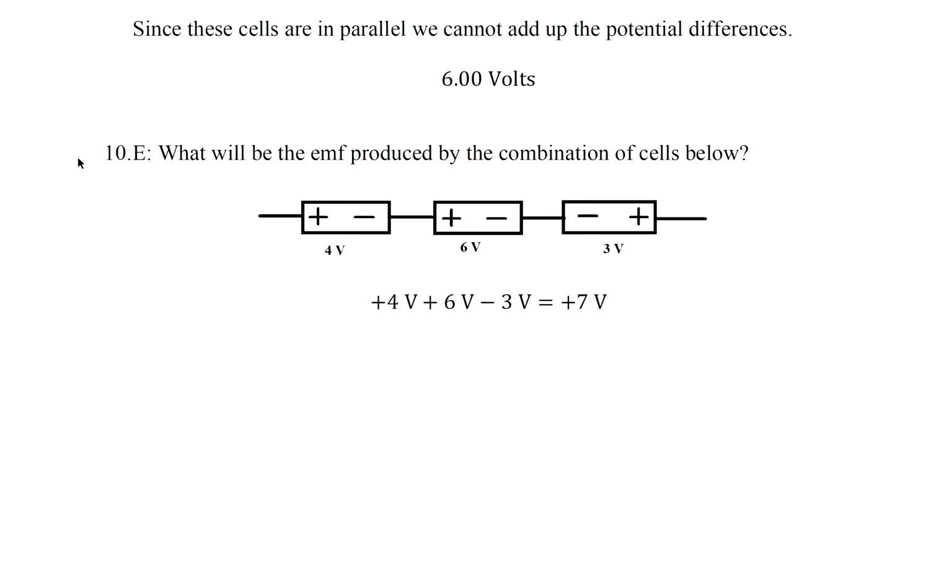Question 10. What will be the EMF produced by the combination of cells below? So you see we got positive, negative, positive, negative, negative, positive. So it's going to be 4 plus 6 minus 3. We're never going to actually physically put cells like this.